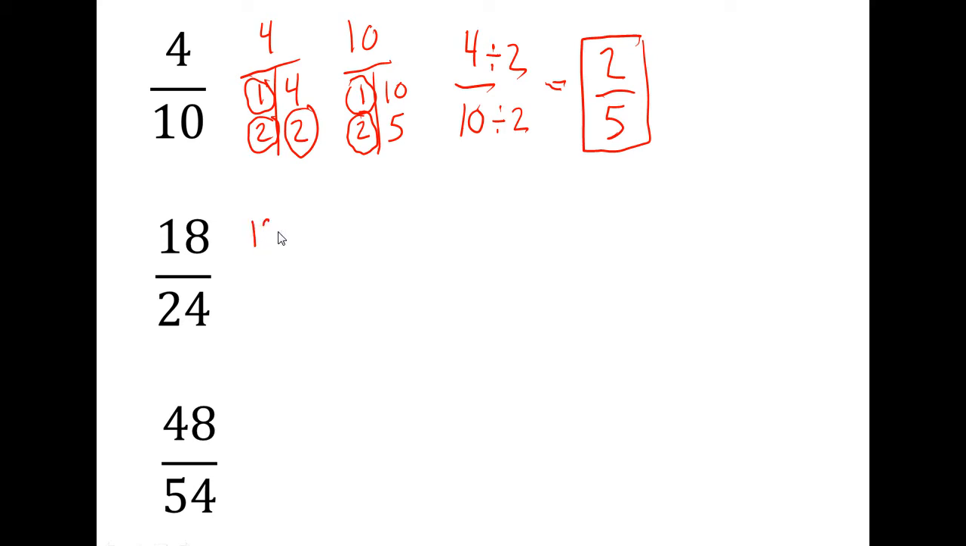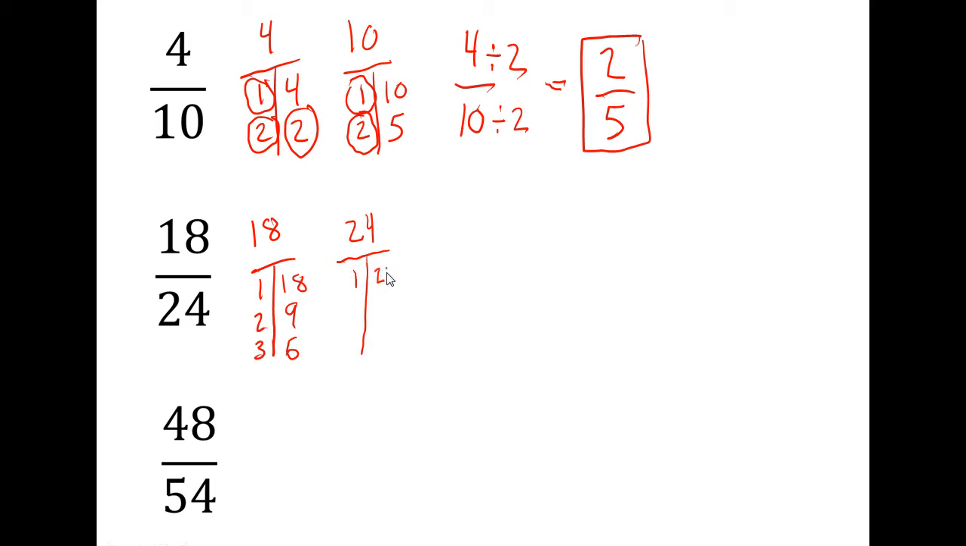Okay, we're going to find the GCF of 18 and 24. So make a little T-chart. You got 1 and 18, 2 and 9. Let's see, 3 and 6. 4 cannot go into 18. 5 cannot go into 18. We're done with 18. Alright, let's find 24.